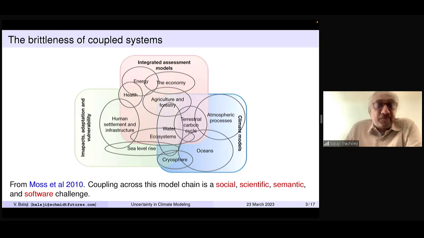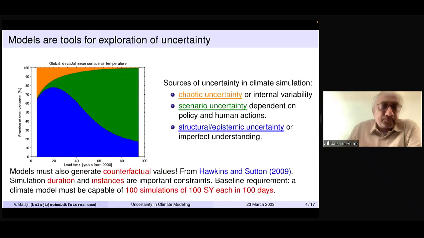So we have to think very carefully. And one of the main things I want to say here in the context of this meeting is we need to communicate what we know, what we have calibrated, what we don't know, what is the uncertainty. All these things need to be communicated very carefully across this entire model chain.